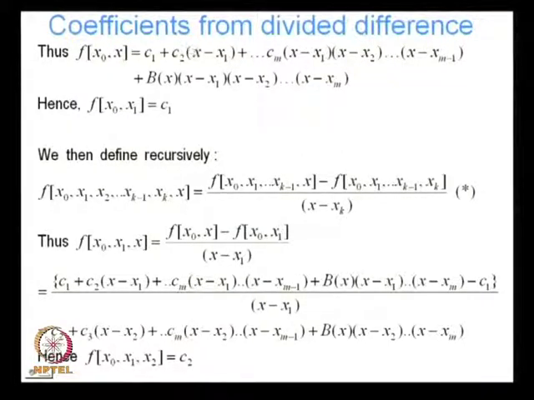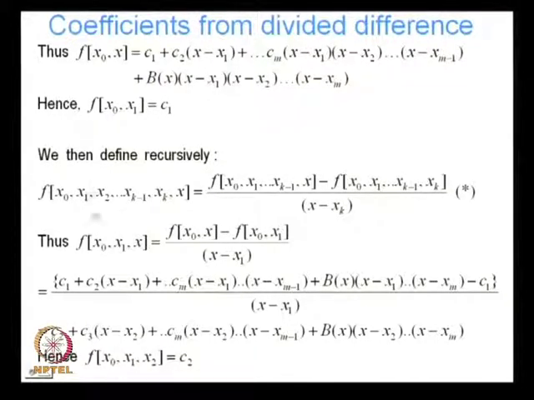All the terms vanish except the first term, right. So that tells me that f of x0 x1 is equal to C1. So what does this allow me to do? This allows me to express the coefficient C1 of my mth order polynomial in terms of the divided difference operator with arguments x0 and x1. So if I know f of x0 x1, I can find out C1, right. So this allows me to express this coefficient in terms of this divided difference operator.